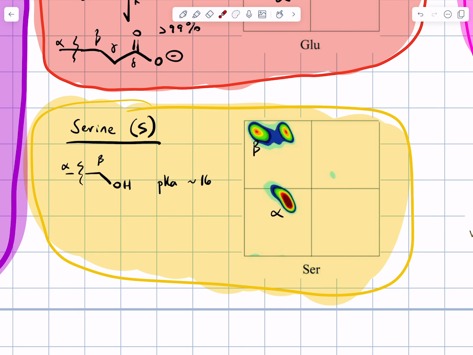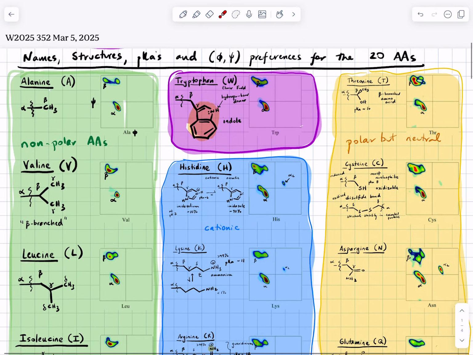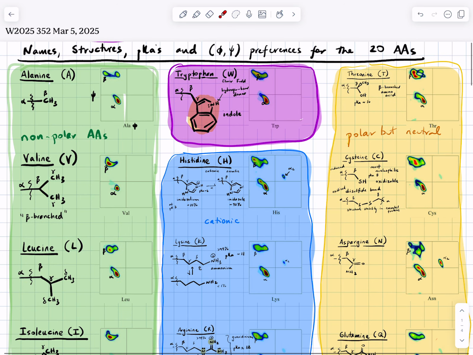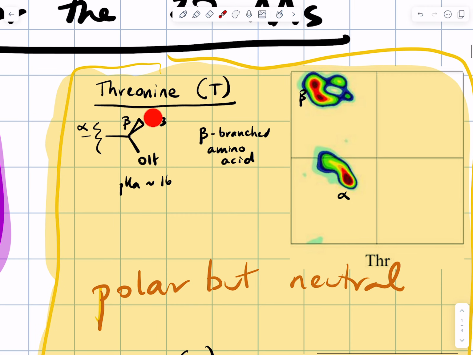One-letter code makes sense, so that's not too much trouble. Threonine you've already been introduced to. It's got beta branching, which makes it more favorable in beta sheets. Likewise, the pKa of threonine is around 16. And you'll sometimes see threonine act as a nucleophile. Both threonine and serine can get modified with phosphate groups. You'll learn more about that in biochemistry.